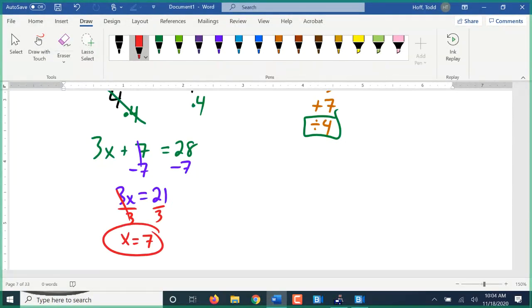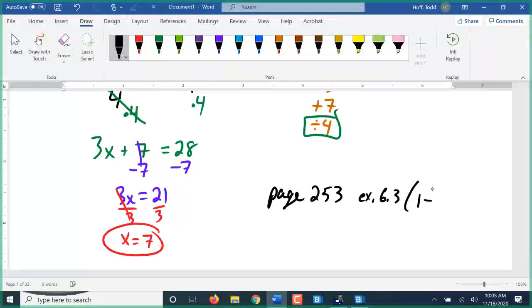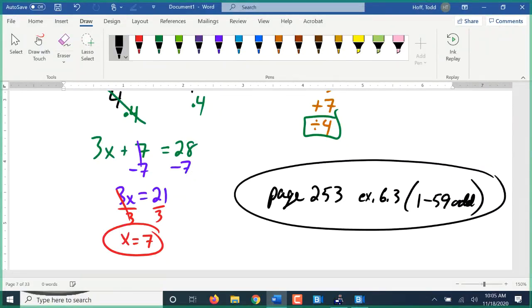Okay, I've hit the point where I want to give you work time here. So I'm just going to give you the first page worth of homework here today. Page 253. That's exercise 6.3. 1 through 59, the odd. We'll talk more about these equations tomorrow.